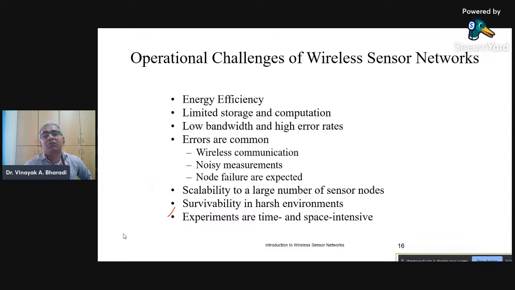Okay, then what are the other challenges that can be seen on the screen? Energy efficiency, obviously, because every time you cannot go to 1,000 nodes and charge them. We generally use small batteries which are single time use batteries, and we have to replace them. So typical battery life should be at least 6 months to 12 months. Then limited storage and computation for the device.